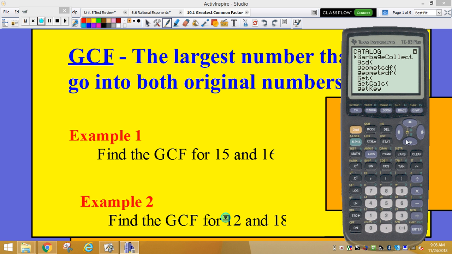So I'm going to actually use GCD. They don't use GCF, they put GCD, but that's what I want. I want the GCD, and I want it between 15, I'm going to put a comma, it's right here above the 7, and 16. So the greatest common factor between 15 and 16 is 1.